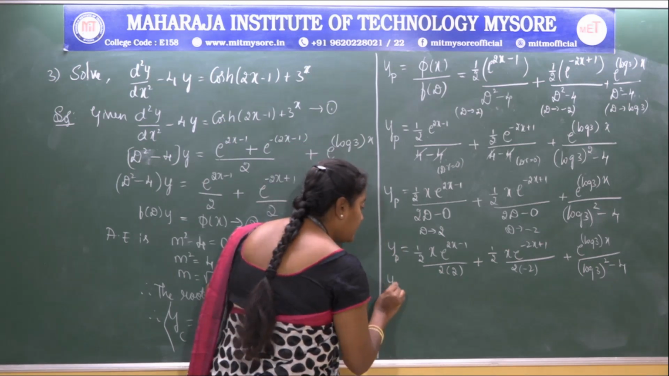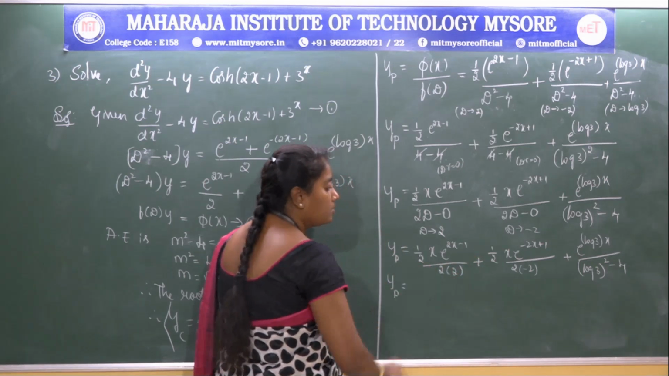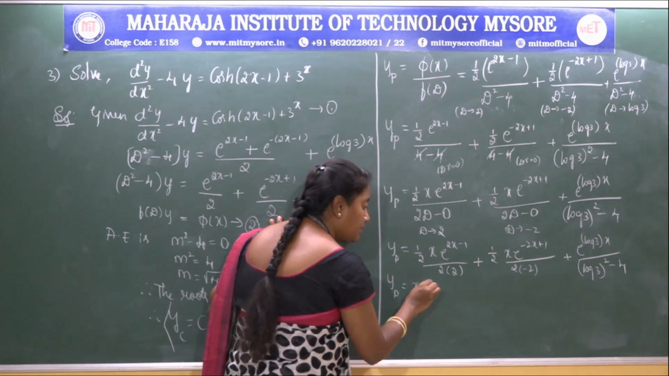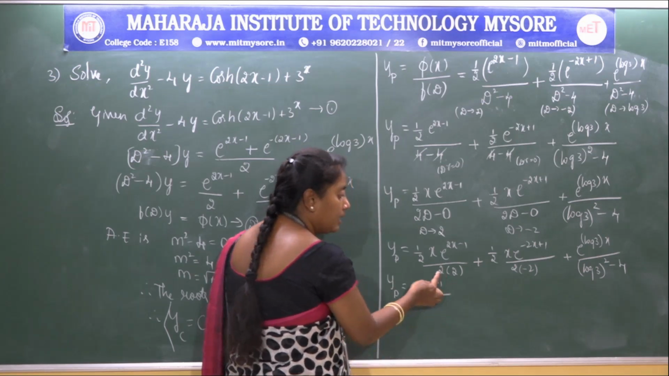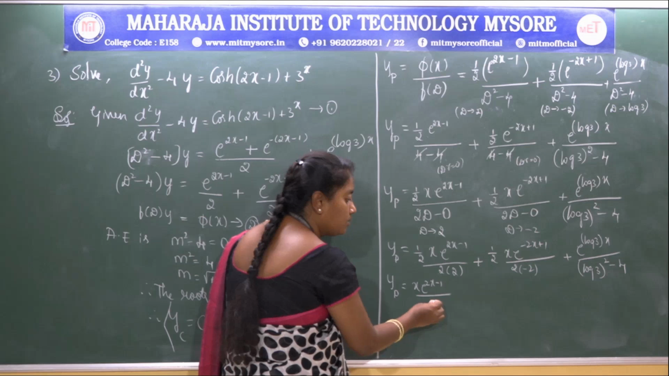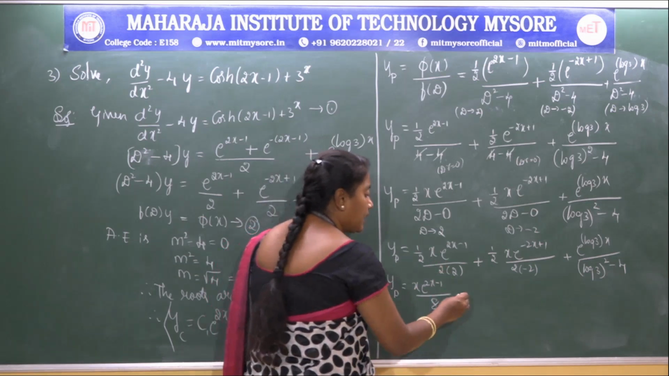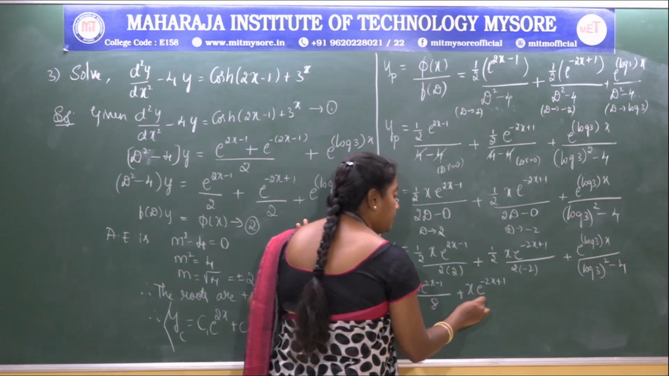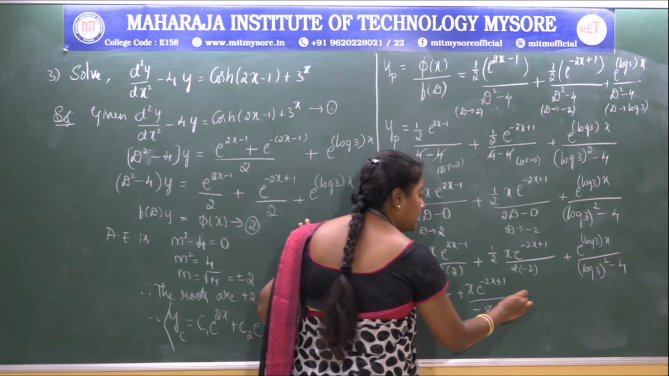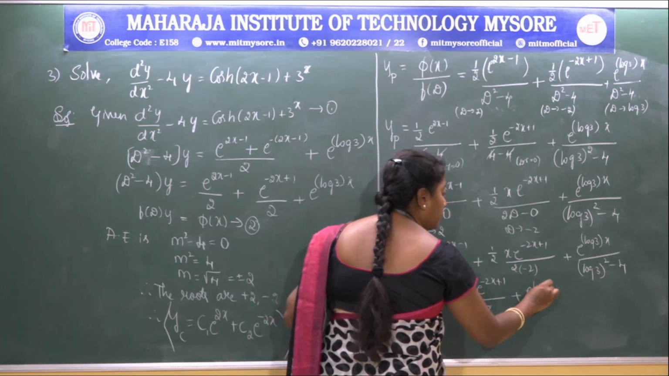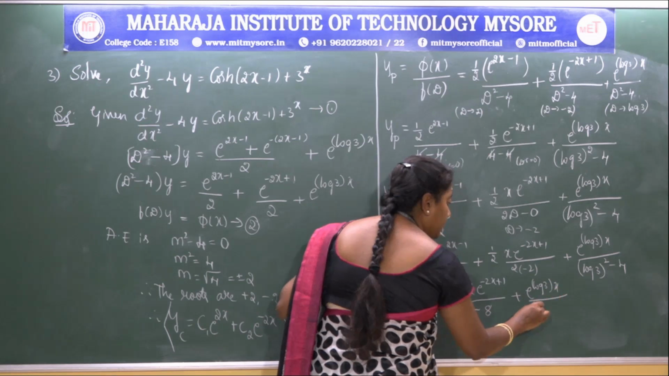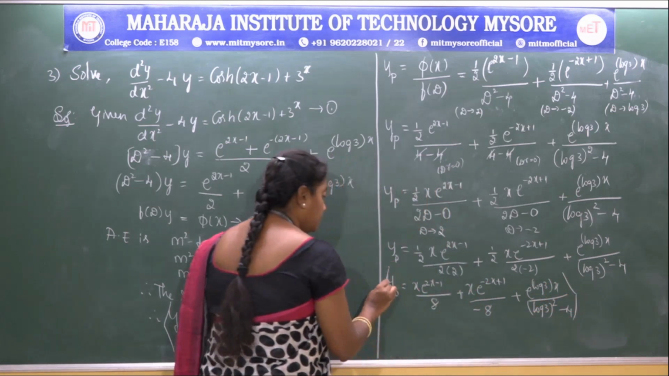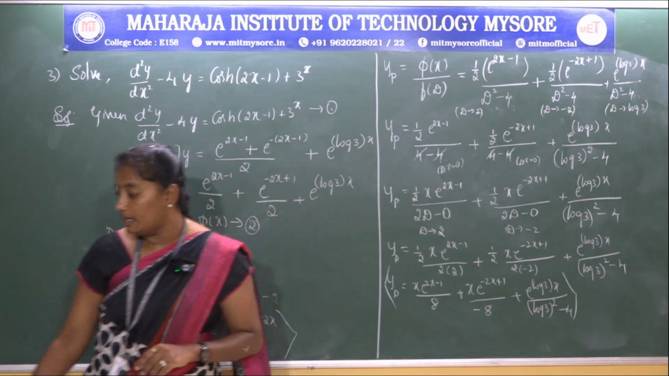But simplifying this, yp is equal to, we have this 1 by 2 in the numerator. Simplifying this, we get 1 into numerator x into e power of 2x minus 1 divided by 2 into 2 into 2, that is 2 cube, which is equal to 8. Second term x into e power of minus 2x plus 1 divided by minus 8 plus e power of log 3 of x divided by (log 3) whole square minus 4. So this is the solution of particular integral.